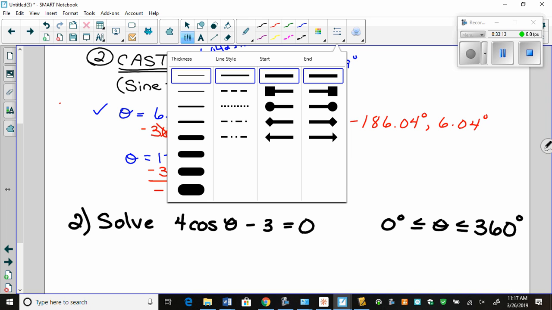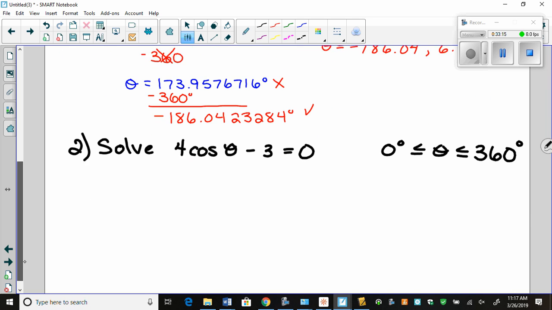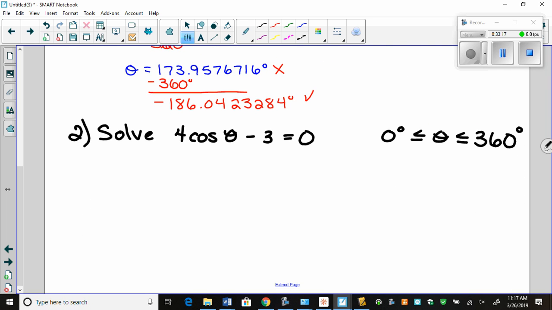What have I done for you this entire time so far? What have I given you? Cos theta, sine theta, tan theta equals something, haven't I? I've just given you a trig ratio equal to something, and then you just started step one, step two, step three, correct? So what's the problem with this one? Cos theta is not isolated, correct?